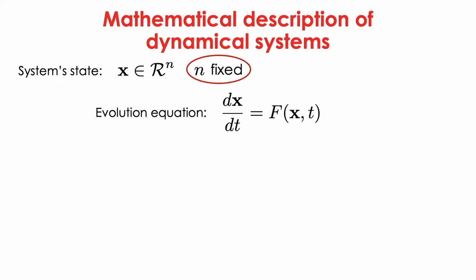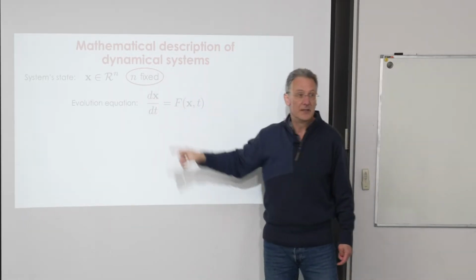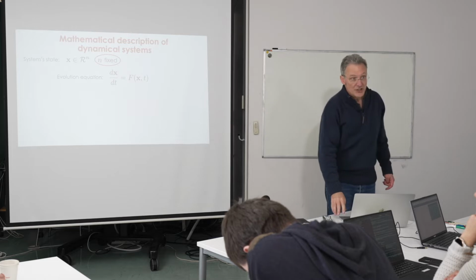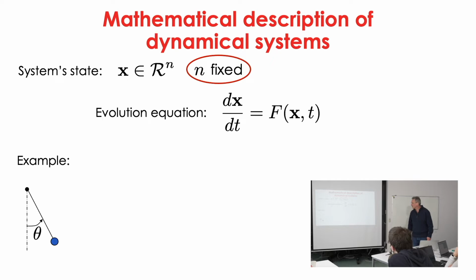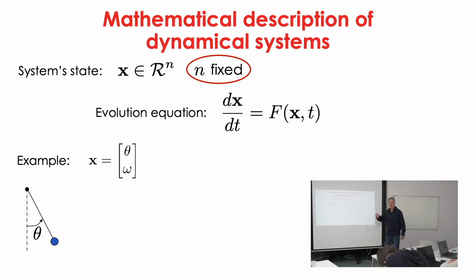What you can remark is that in this usual description of dynamical systems in mathematics, the n of R^n is fixed. It doesn't change in time. And there is a reason for this. So let's use an example. Take a pendulum, which is the usual example for a dynamical system. You describe the state of the system, the x, by the angle theta and by the angular velocity of the system, so theta and the variation of theta with time.